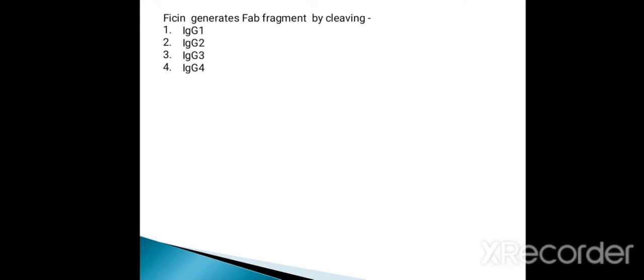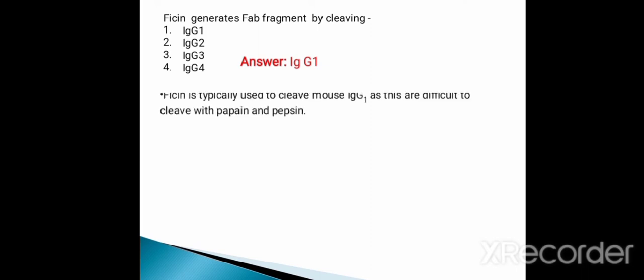Next question. Ficin generates Fab fragment by cleaving. Option 1 IgG1, option 2 immunoglobulin G2, option 3 immunoglobulin G3, option 4 immunoglobulin G4. And the correct option is IgG1, that is immunoglobulin G1. Ficin is typically used to cleave mouse immunoglobulin G1 as these are very difficult to cleave with papain and pepsin.